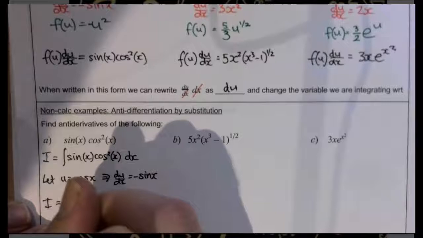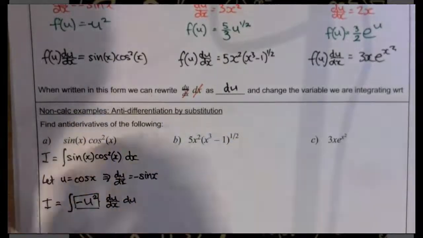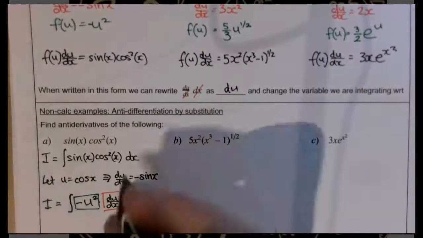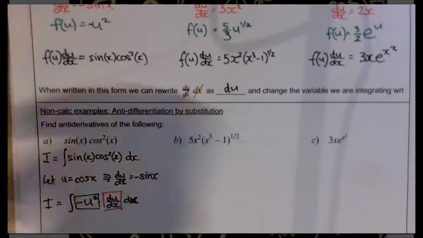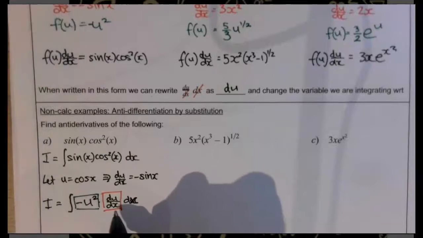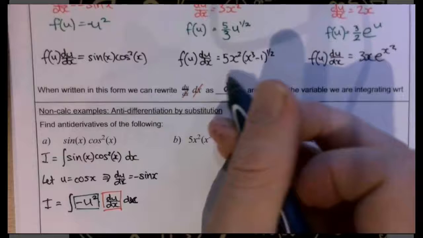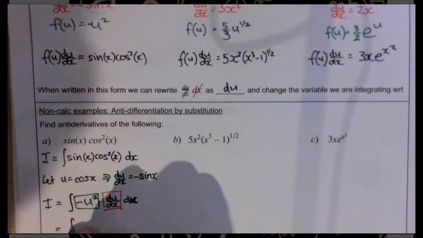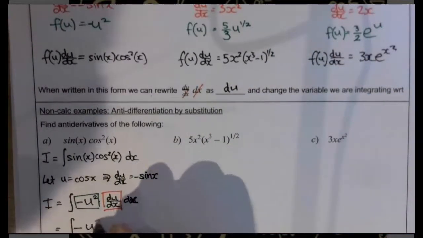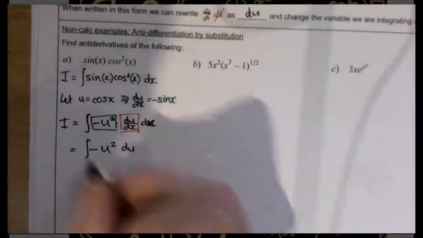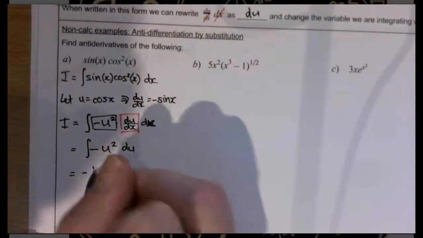using what we were doing above with f of u and du by dx. Sorry, this should say dx here. Then this part, the du by dx, I can change to du. So now I just have the integral of minus u squared du. I've changed my variable of integration, and all of a sudden, this is actually an easy integration. This is minus 1/3 u cubed plus c.